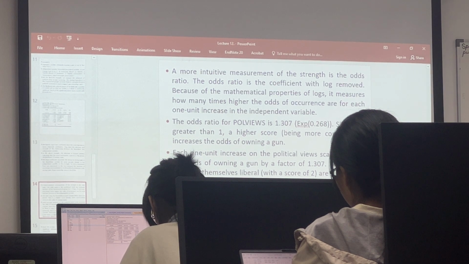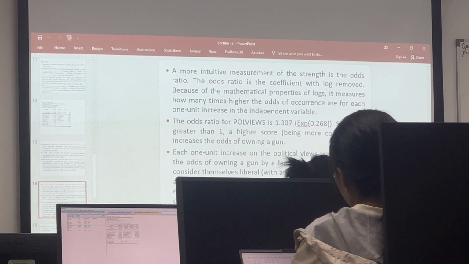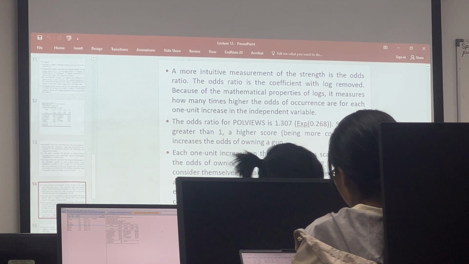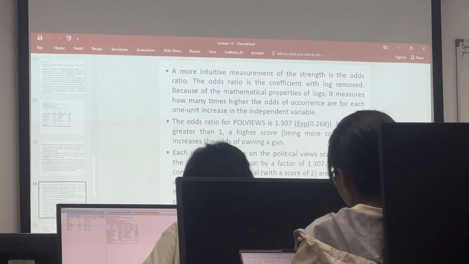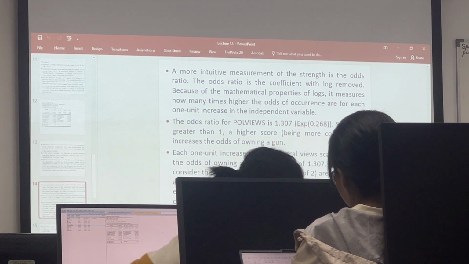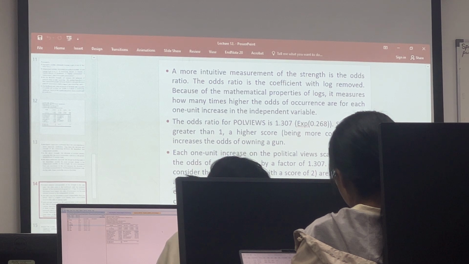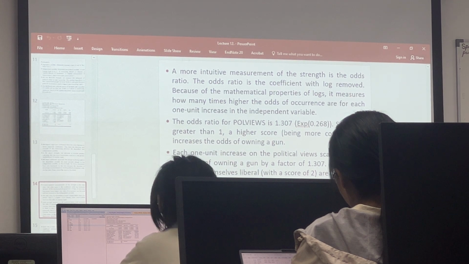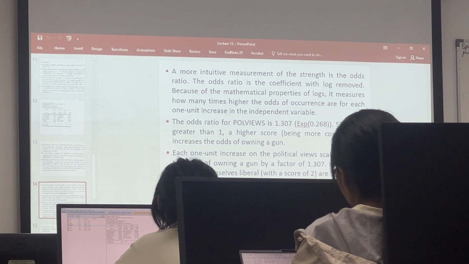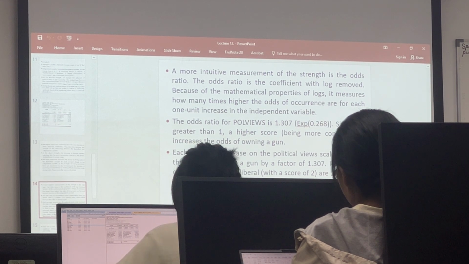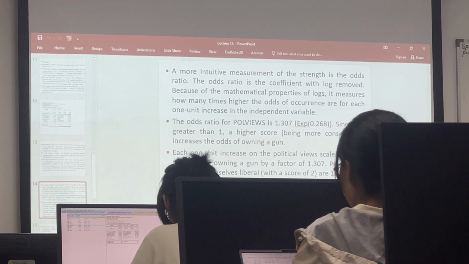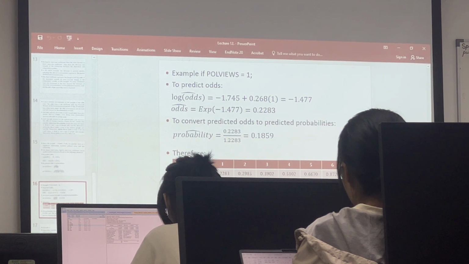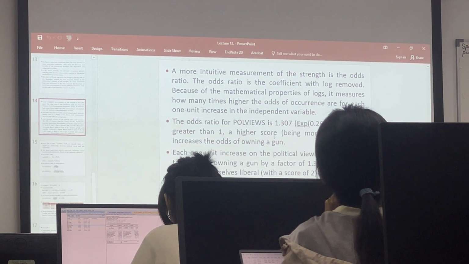So each one unit increase on the political view scale increases the odds of owning a gun by a factor of 1.307. People who consider themselves liberal with a score of 2 are 1.307 times as likely to own a gun as people who consider themselves semi-liberal with a score of 1. Likewise, people who consider themselves slightly liberal with a score of 3 are 1.307 times as likely to own a gun as people with a score of 2, and so on. Later on, when you see the table, you will be able to see the meaning of 1.307.